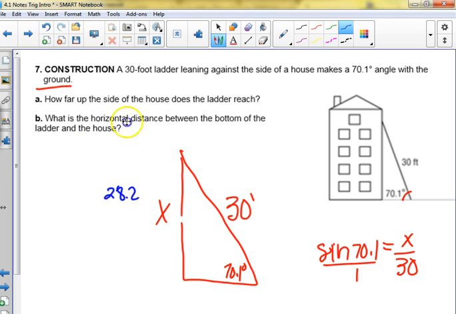28.2. What is the horizontal distance between the bottom of the ladder and the house? Now we need this side. Could we do Pythagorean theorem if we wanted? Or we could do cosine, right? Either one should give you the same answer. Might round a little differently. I got 10.2. Anybody else get 10.2?